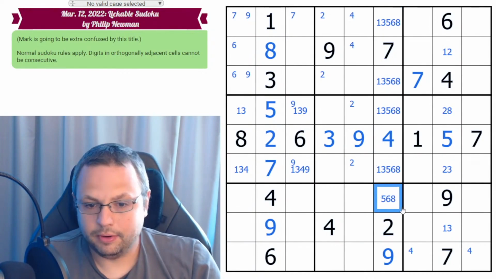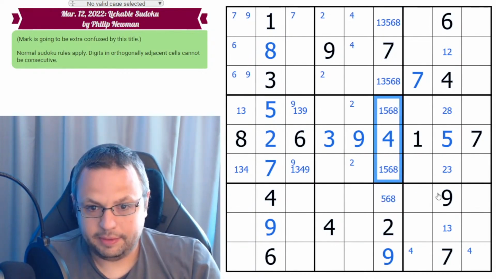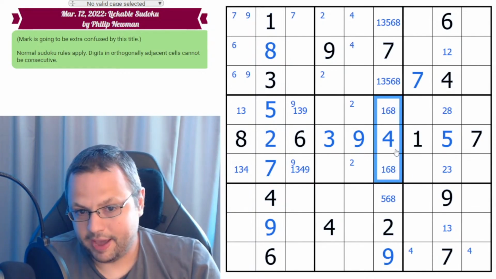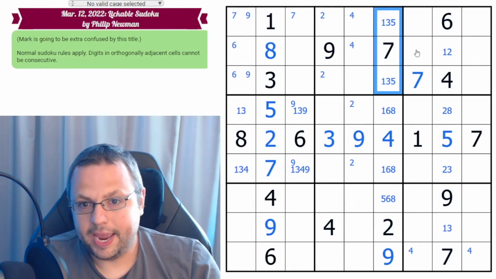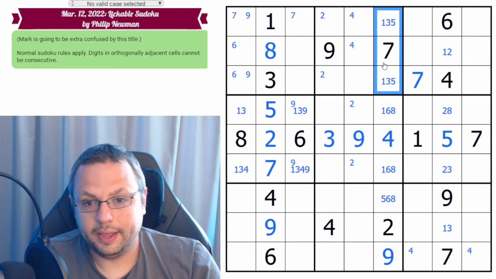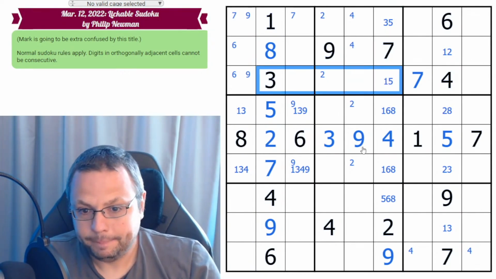Okay. This can't be 1 or 3 because it's next to a 2. These can't be 3 because there's a 3 in the box. They can't be 5 because they're next to a 4. These can't be 6 or 8 because they're next to a 7. This one can't be 1. This one can't be 3 because there's a 3 in the row.